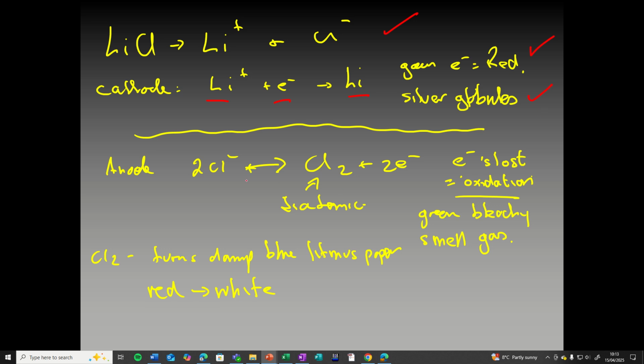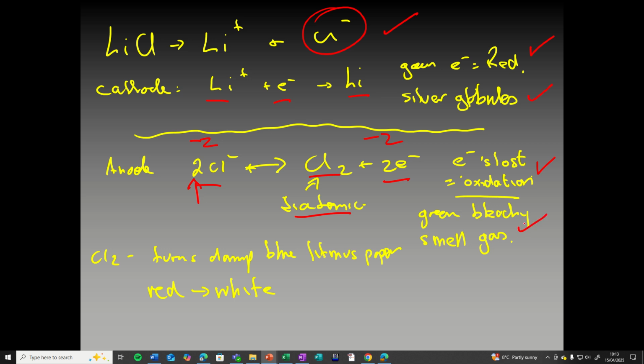At the anode, you're going to have chloride ions from lithium chloride. That's going to turn into chlorine gas, which is diatomic. You should know that. So I'm going to have to go back and put my 2 on here, and I'm going to need 2 electrons on the right hand side to make both sides minus 2. Your electrons are being lost this time, so that is categorized as oxidation, and chlorine is a sort of green, bleachy smelling gas.